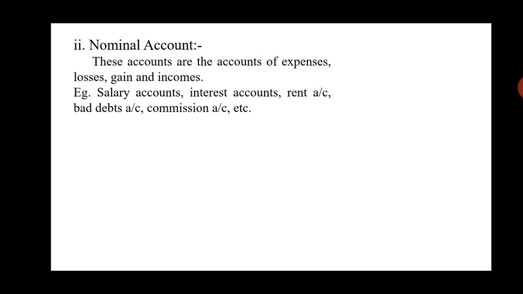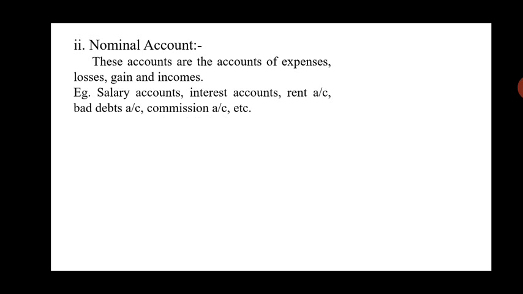The second one is the nominal account. Now see what we mean by nominal account. These are the accounts of expenses, losses, gains, and incomes. Whatever loss the business gets, whatever expenses it incurs, whatever gains or incomes it gets, will come under the nominal accounts. For example, the salary account. In the business, the employees or workers work, so the business has to pay salary to them, which is an expense for the business. This salary will come under the nominal account.